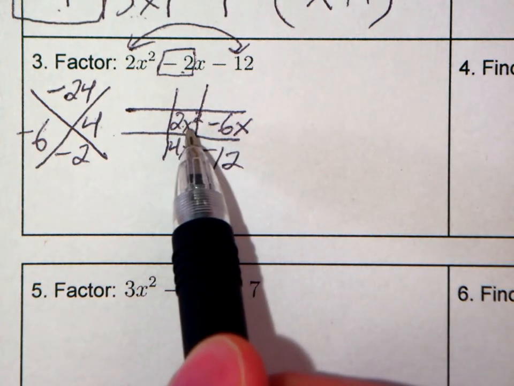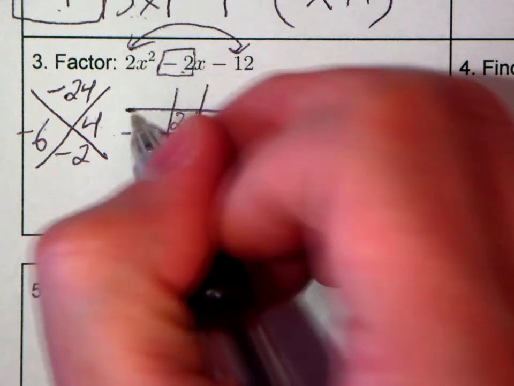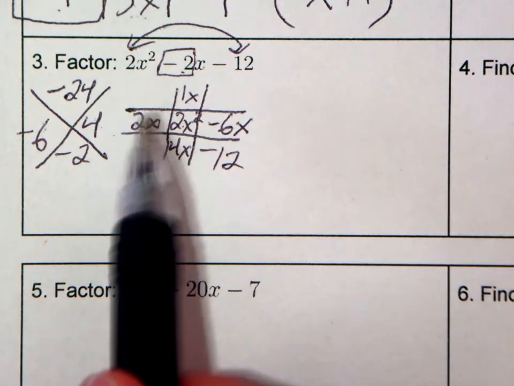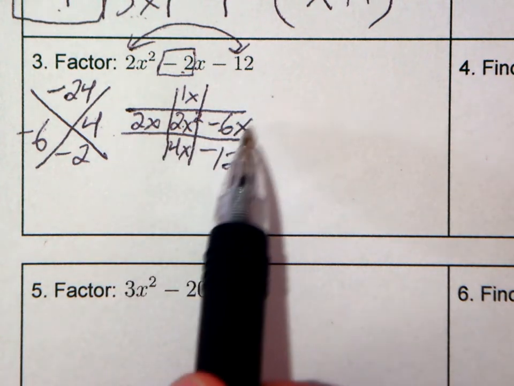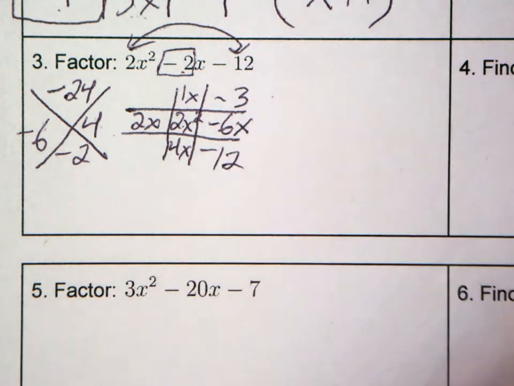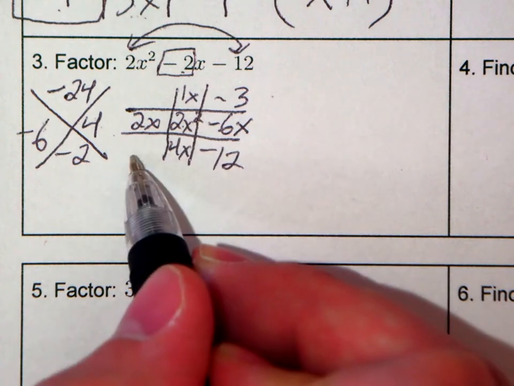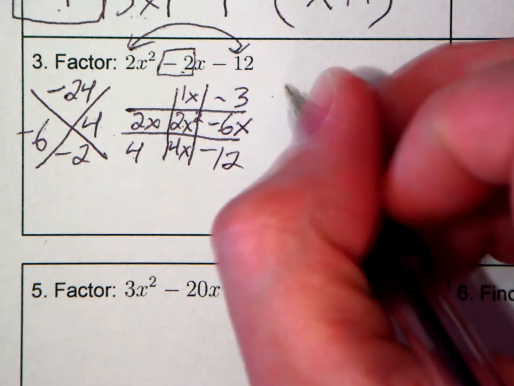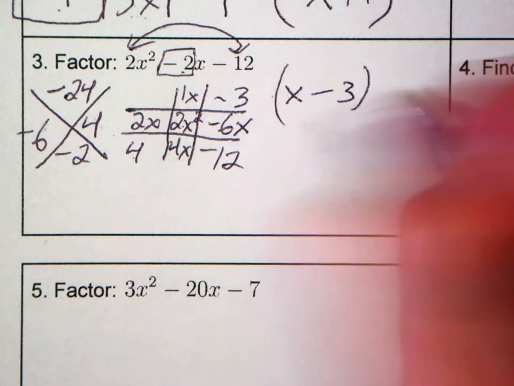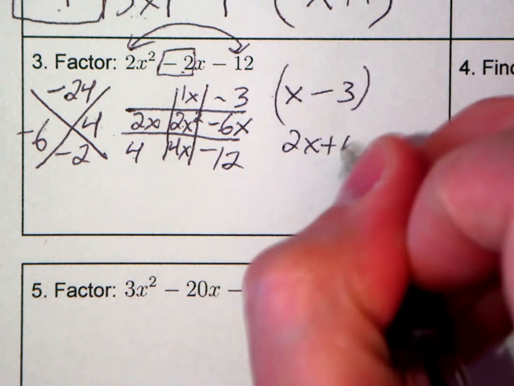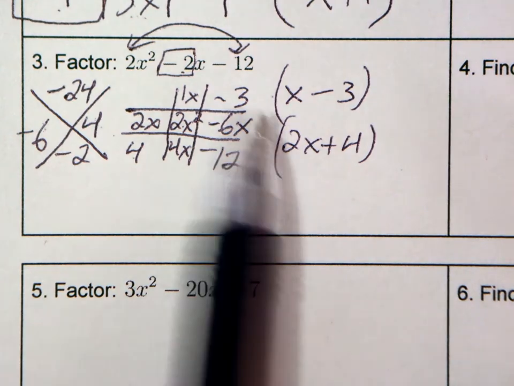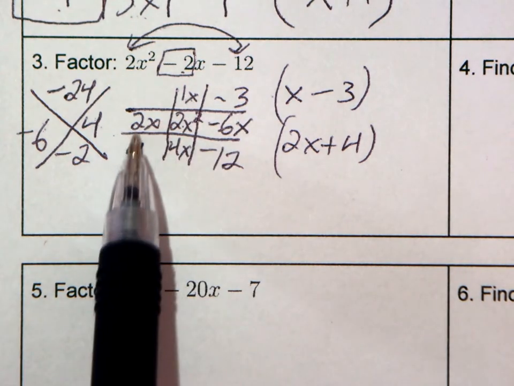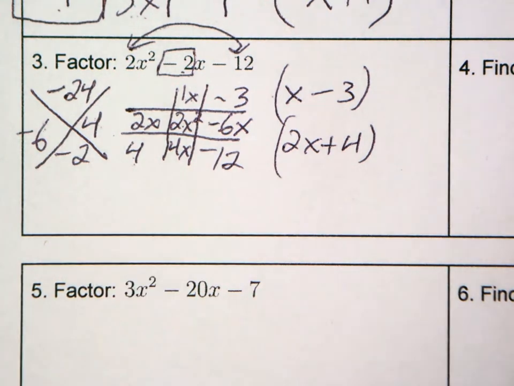So then, with 2x squared, I look for factors. 2x times 1x gives me 2x squared. So 2x times something is negative 6x. I can put a negative 3 here. And 1x times something is 4x. I can put a 4. My two factors are x minus 3 and 2x plus 4. Notice I got those by going across the top, x minus 3, and down the very left, 2x plus 4.